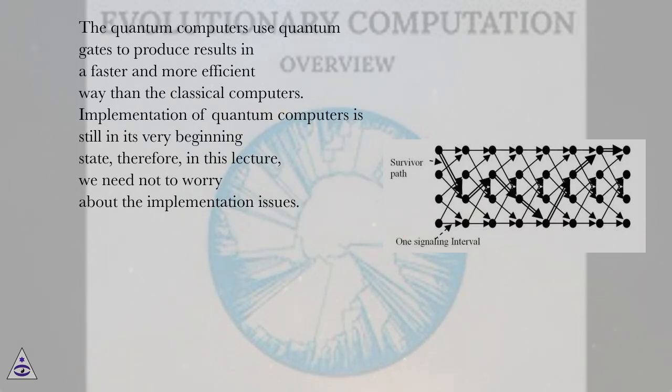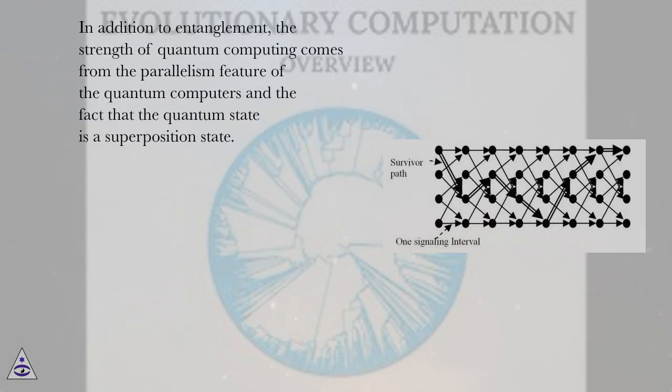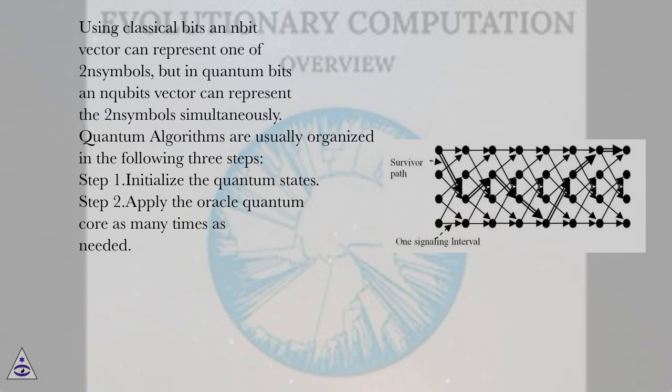In addition to entanglement, the strength of quantum computing comes from the parallelism feature of quantum computers and the fact that the quantum state is a superposition state. Using classical bits, a bit vector can represent one of 2^n symbols, but with quantum bits, a qubit vector can represent the 2^n symbols simultaneously.